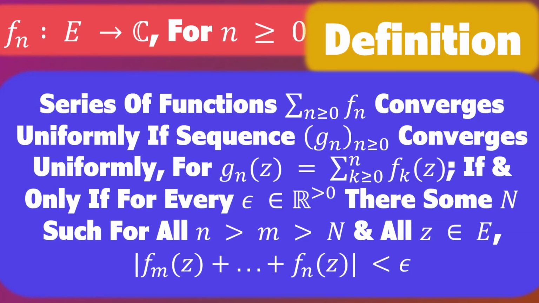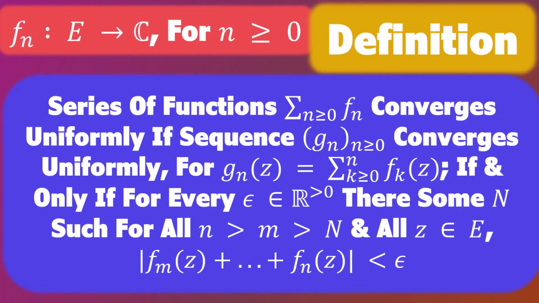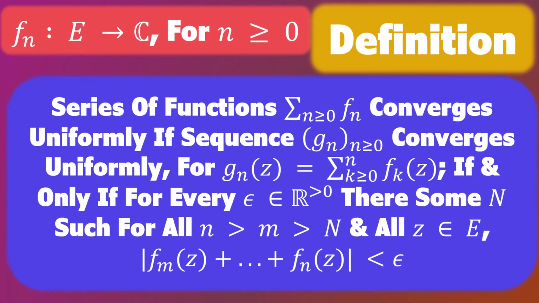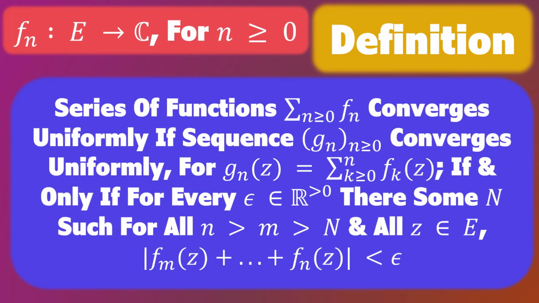such that for all n greater than m greater than N and all z in E, the modulus of f sub m of z all the way up to f sub n of z is less than epsilon.